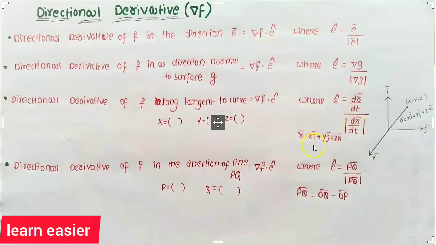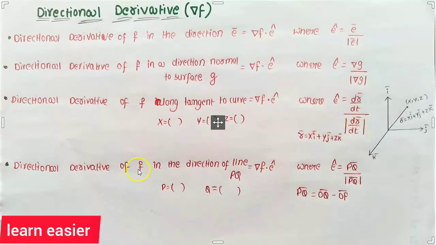Here r bar is x i bar plus y j bar plus z k bar, because for any point we have x, y, z, and that position vector is r bar, so r bar is x i bar plus y j bar plus z k bar. So we have to find the tangent vector of this position vector, so we take dr bar by dt. That is the tangent vector to the curve. So e cap is dr bar by dt divided by modulus of dr bar by dt.